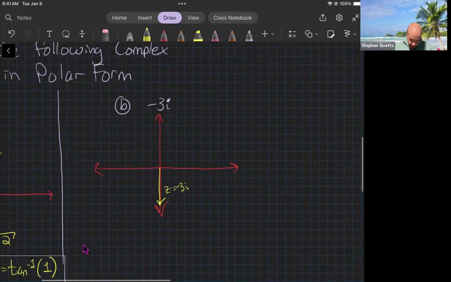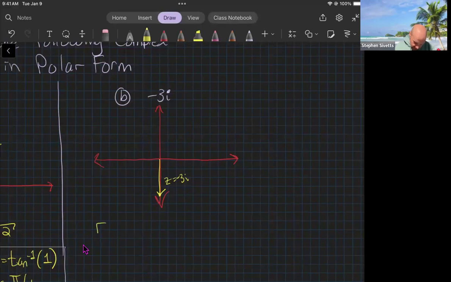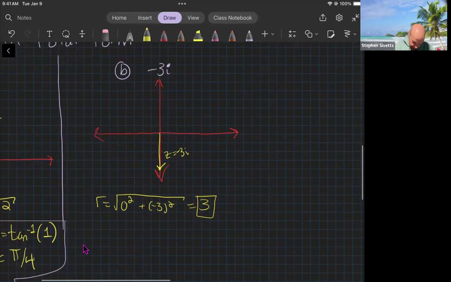Minus 3i. Well, what's the radius? So the radius, the real component is 0 and the imaginary component is minus 3. So it's the square root of 0 squared plus minus 3 squared, right? So which is 3. The radius is 3.